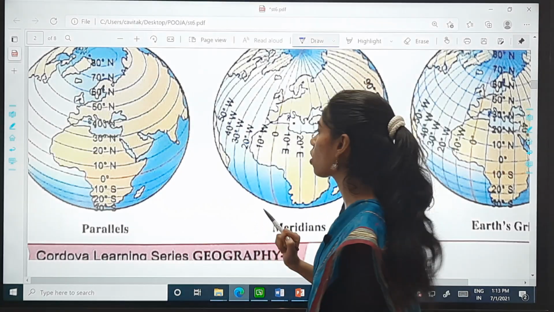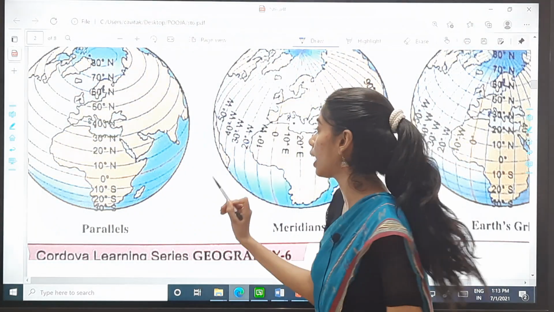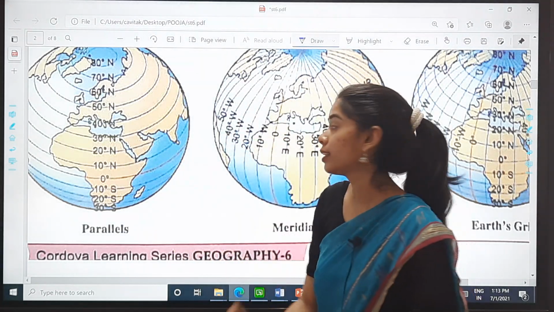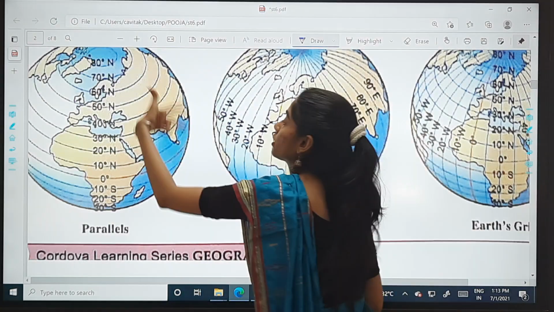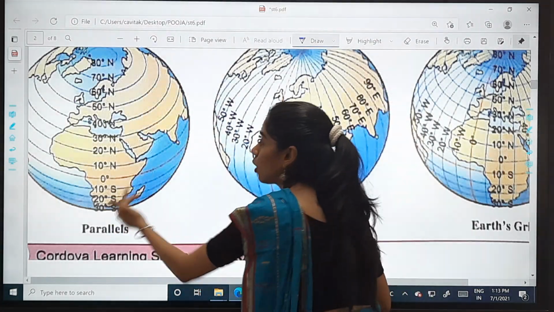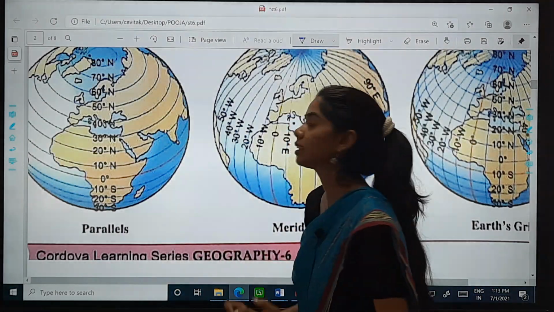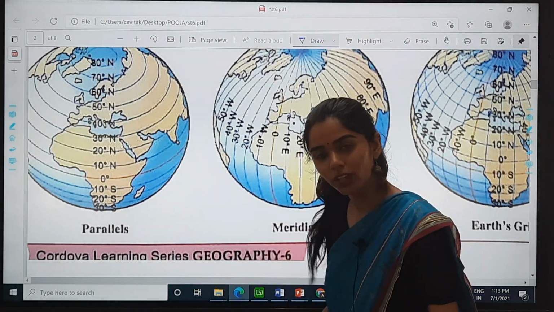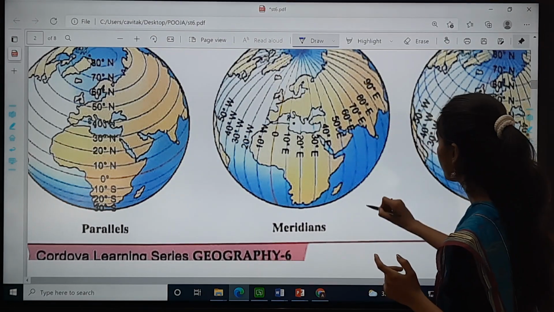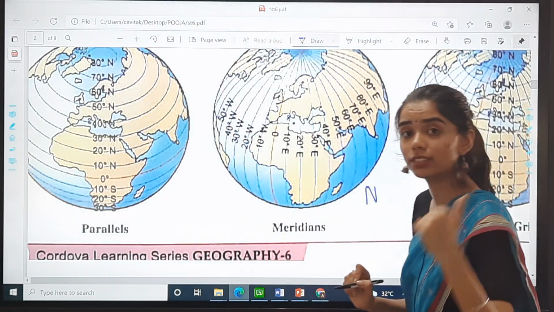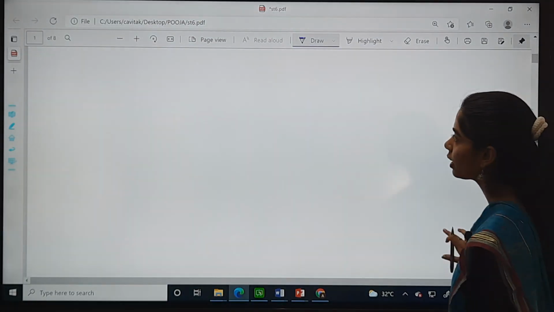It is there in your textbook also, you can see. So the ones on the north side, notice, what is written? 10 degree N, 20 degree N, 30 degree N. Why? Because it is north and south. If it is on the south side, then 10 degree S, 20 degree S, 30 degree S and so on. Is it clear why? The ones in the north are represented as N and the ones in the south are represented as S. Is it clear?